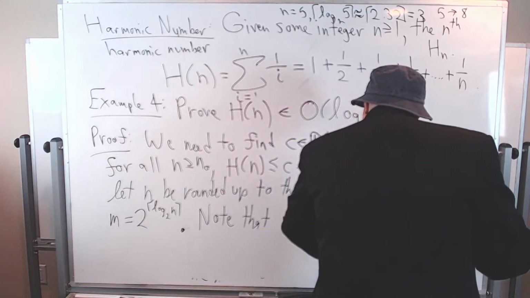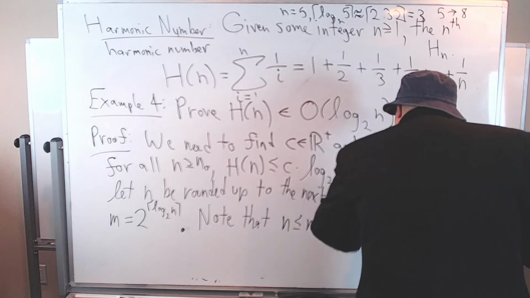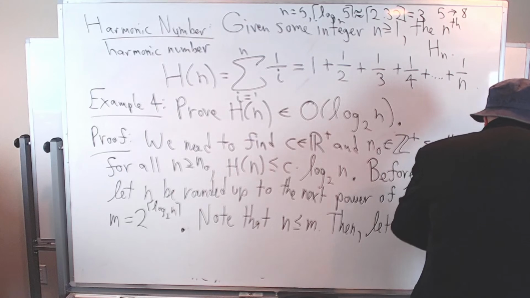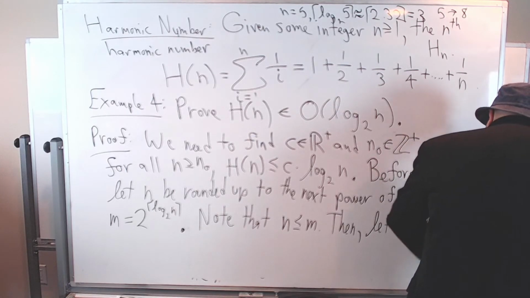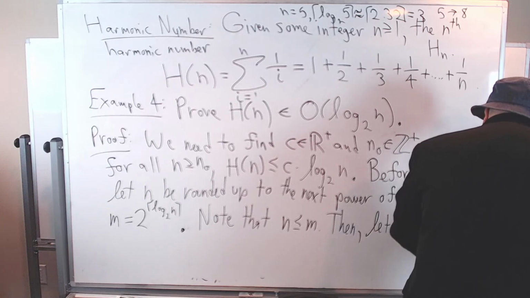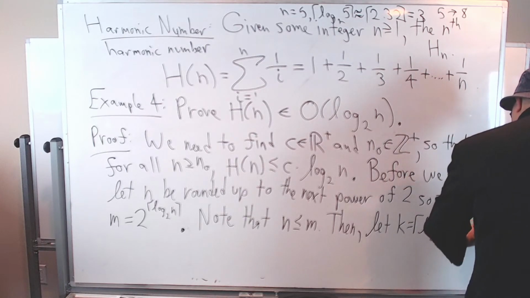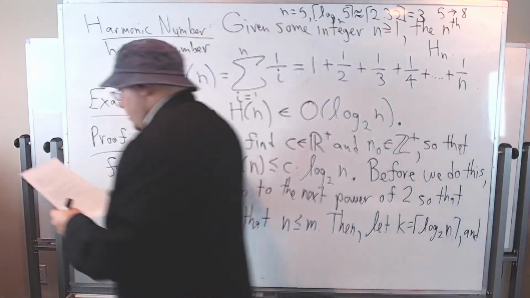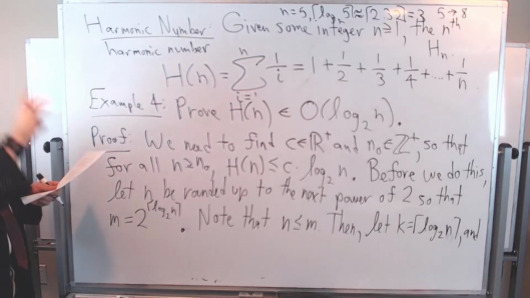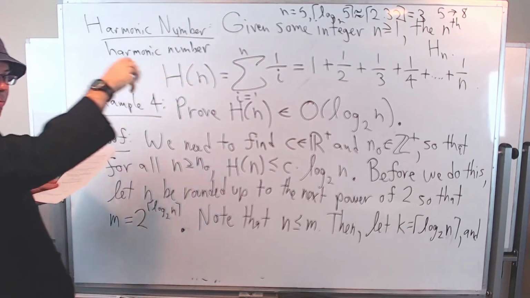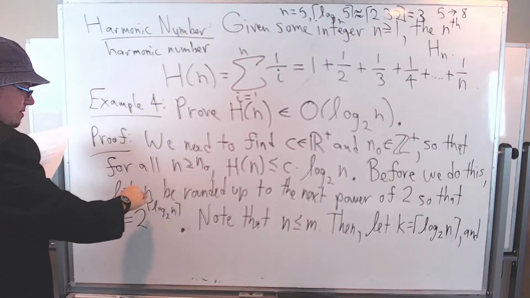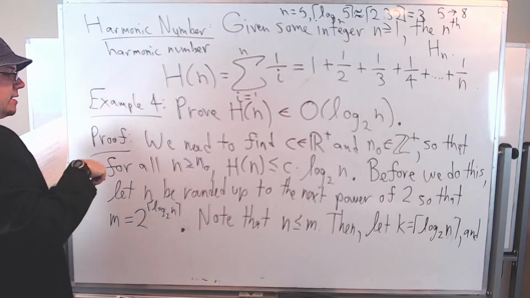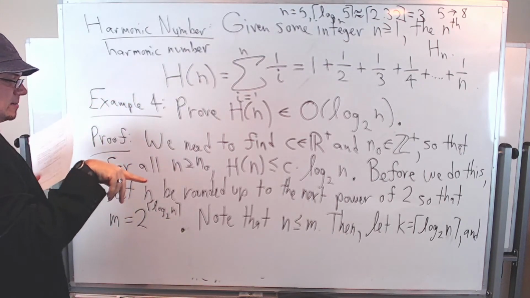Then I'm going to define a useful variable for us. Let k equal the ceiling of log base 2 of n. You'll see why I do this. It makes things a lot easier for my calculations rather than playing with m all the time. And I'm going to do a little trick here. I'm going to relate the nth harmonic number with this m, because remember, we've established that n is less than or equal to m.